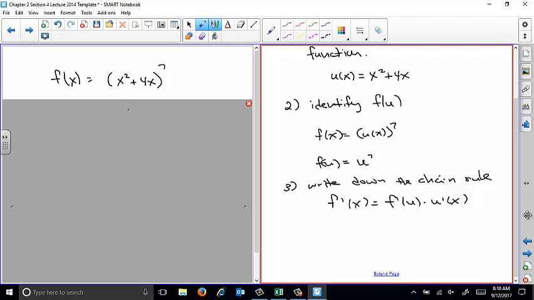I can still use the power rule formula here, but instead of being x to the 7th, the derivative would be 7x to the 6th. It's going to be 7 times u to the 6th. So I need to be able to do that. I need to calculate both f prime of u, and so let's put calculate.